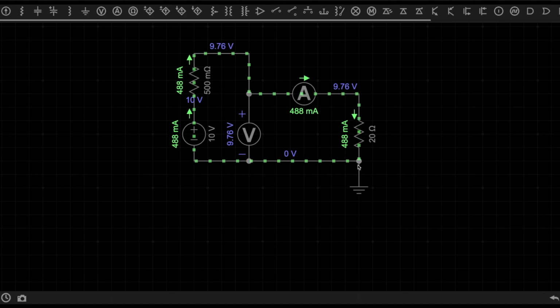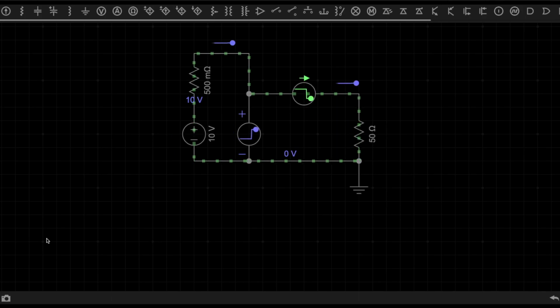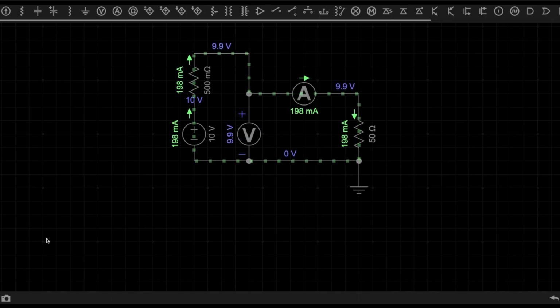Now one more time, change the load here. Let's make it 50 ohms. Let's see what happens. 9.9 volts. So again the terminal voltage has changed. As we are increasing the resistance, the terminal voltage is also increasing, right? Why? Because the current is decreasing, and that is causing less voltage drop in this internal resistance, and as a result we are getting the terminal voltage higher.